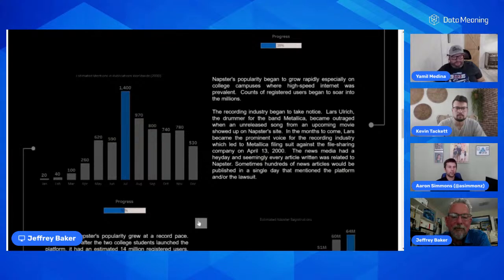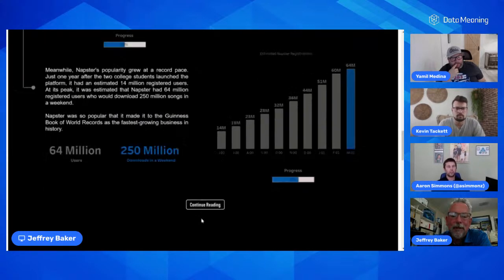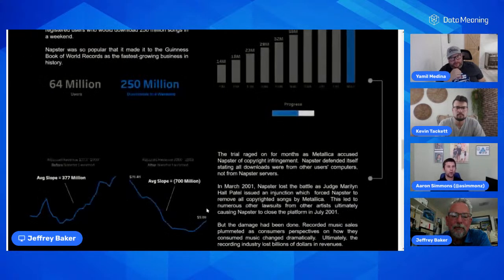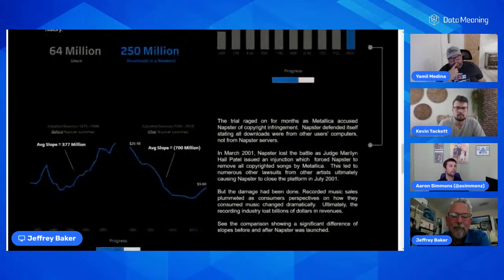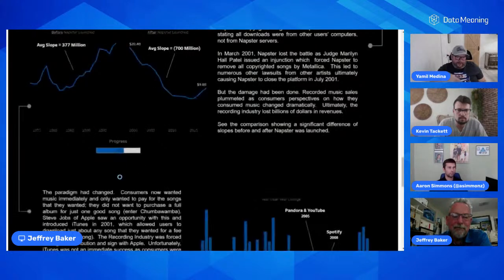Jeff, another thing I like about this is, unlike most visualizations or articles, you can't just scroll down to the bottom and be done with it. For this dashboard, you have to be engaged. You have to want to continue to see what's going on by clicking those buttons. That's something I've never seen before, right? And it tells you the progress, which is incredible. Tells you where you are at.